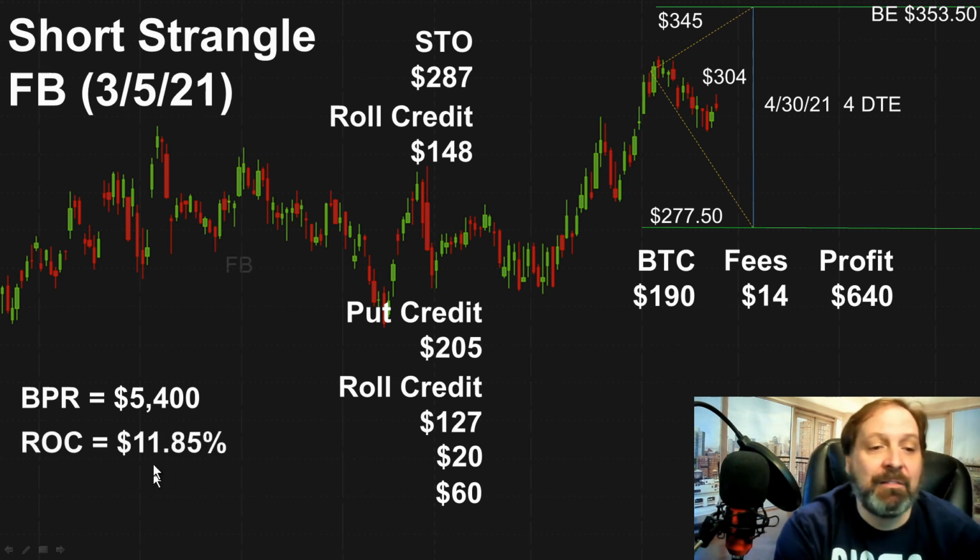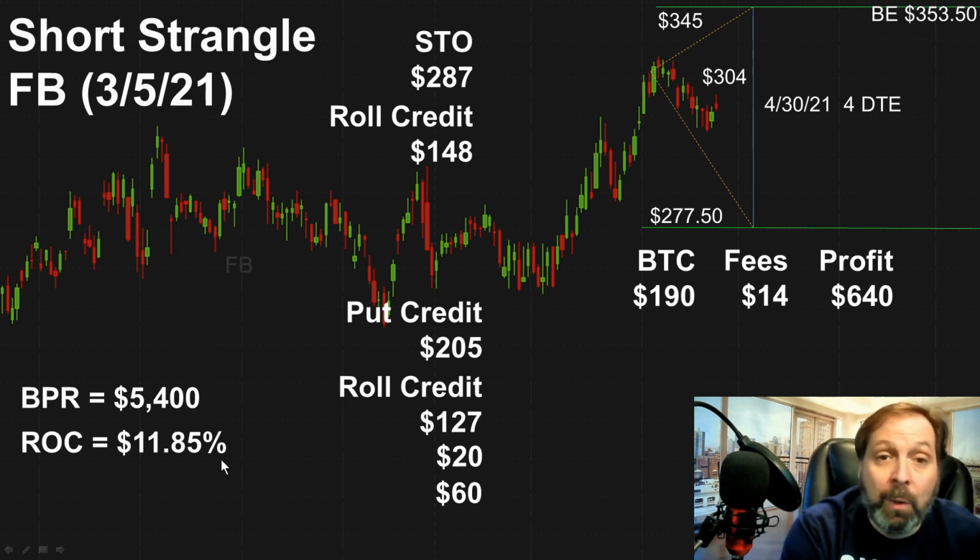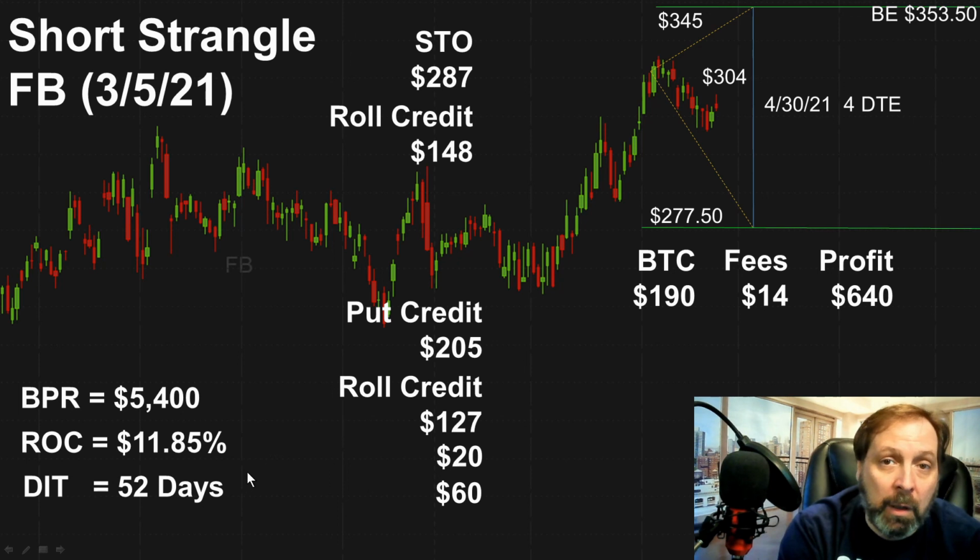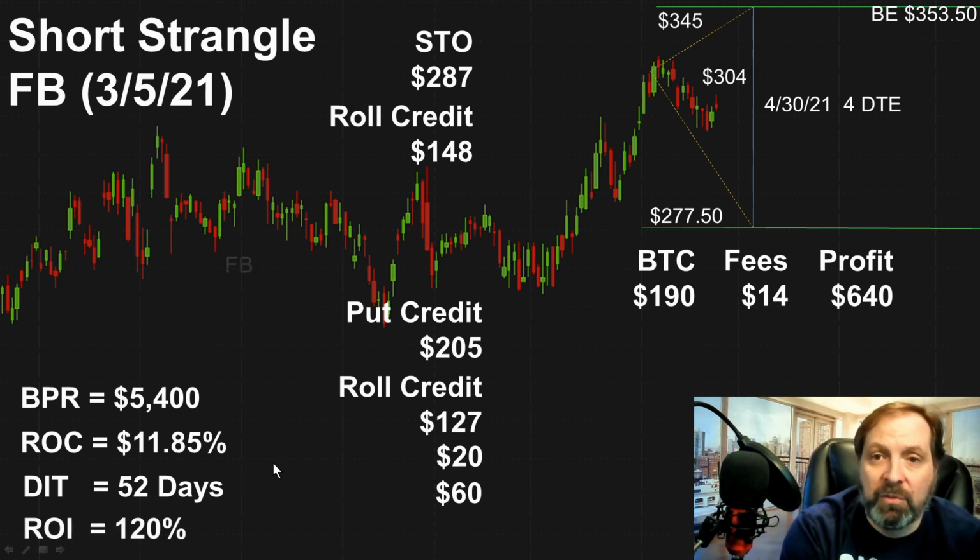Now that gives me a return on capital of 11.85%. That's $640 over my investment of $5,400. I was in the trade for a total of 52 days. And if you work that out to an annual ROI, that's 120%. Now that's not nearly as good as the one we did the other day that had 680% ROI, but 120% ROI is pretty good. That's like 5 or 10 times better than the market. So I'm happy to take that all day long.